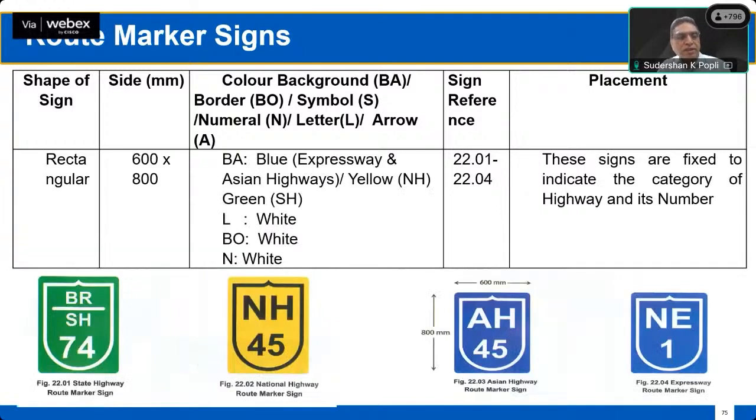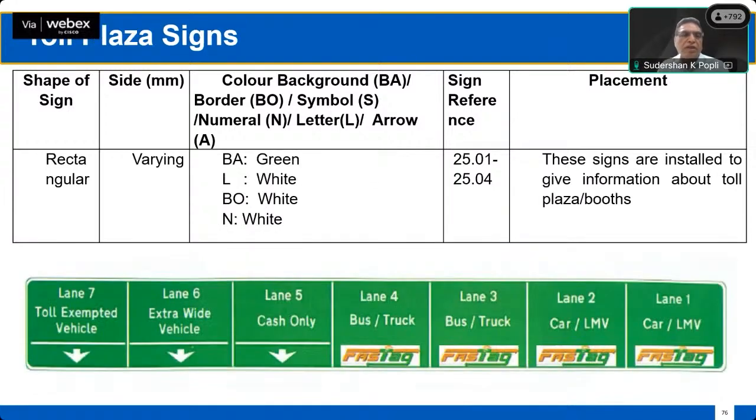Then route marker signs, for the state highway, national highway, Asian highway, particularly Asian Highway 1, or the Northeast expressway. We have to follow the color code for these signs. And as I showed in one of the slides, if there is a land constraint, the route marker sign can be placed in the gantry sign itself. Then toll plaza signs, for the different lanes 1, 2, 3, 4. Accordingly, these signs are to be placed.